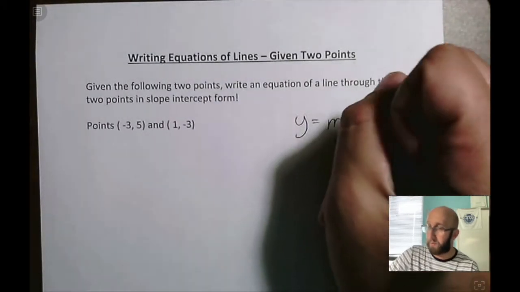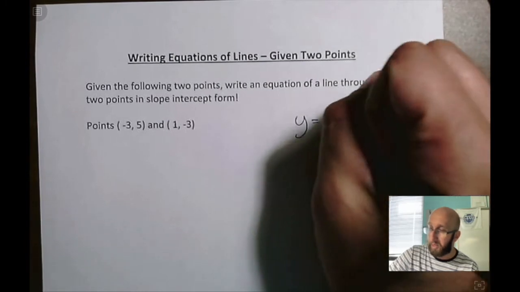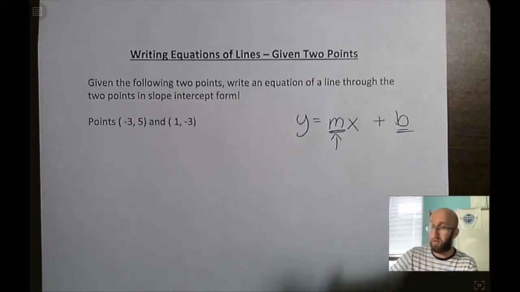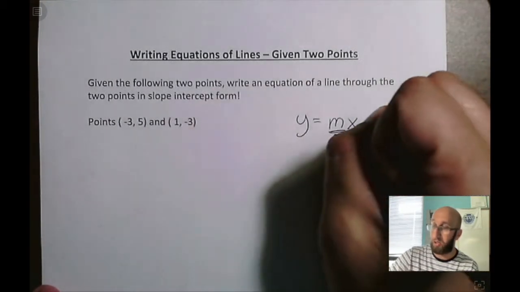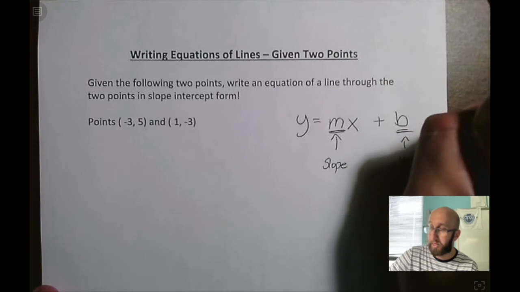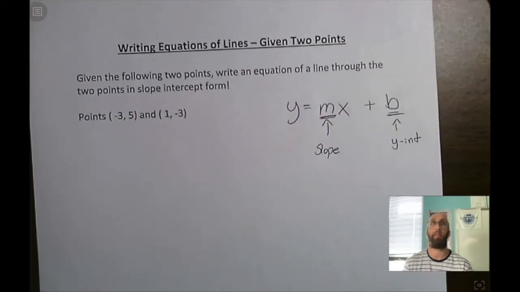So you might have seen other videos, we're looking for these 2 pieces here. Once we know what the value of m and the value of b is, we are good to go. So m again is our slope and b is our y-intercept. Once I get my slope and my y-intercept, we are on our way.